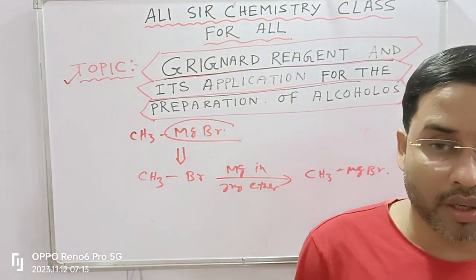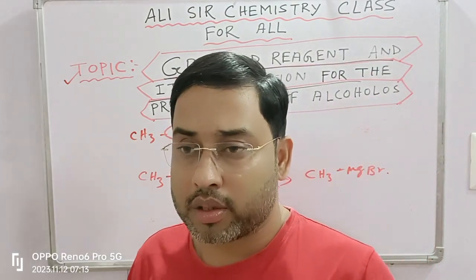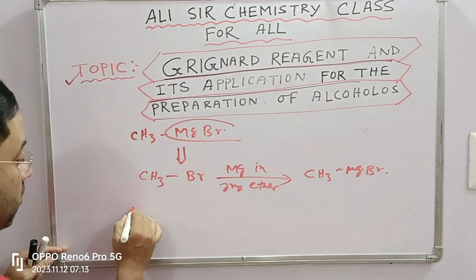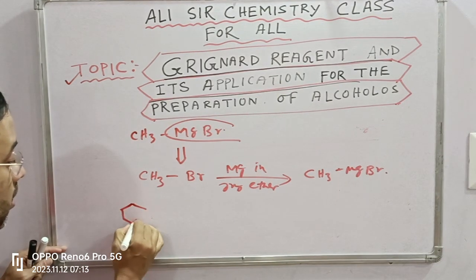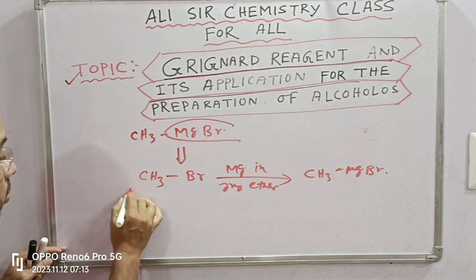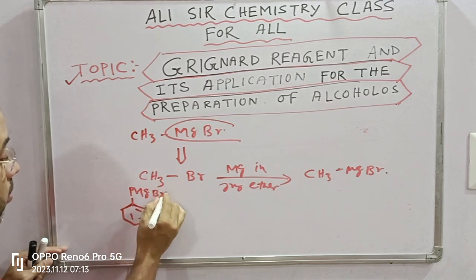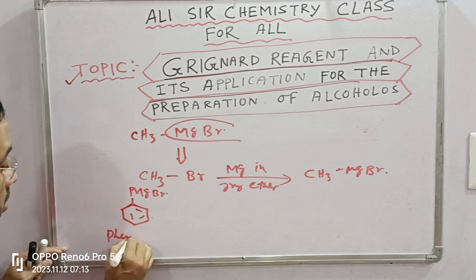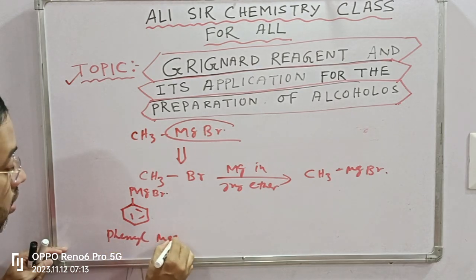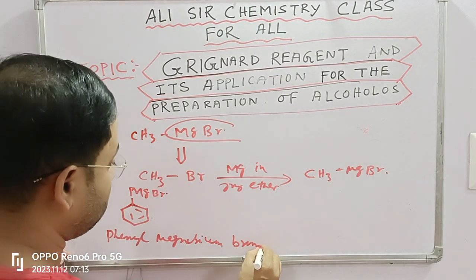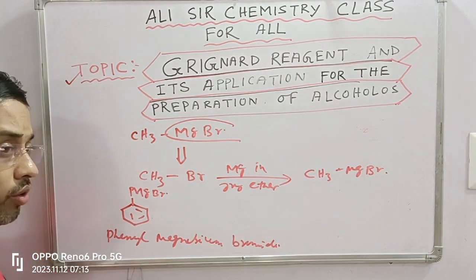So you have to take the alkyl or aryl halide and then add magnesium in dry ether. We will get the Grignard reagent. Take another example of aryl magnesium halide. Say phenyl magnesium bromide. You have to prepare this Grignard reagent, phenyl magnesium bromide. So how can we prepare this?